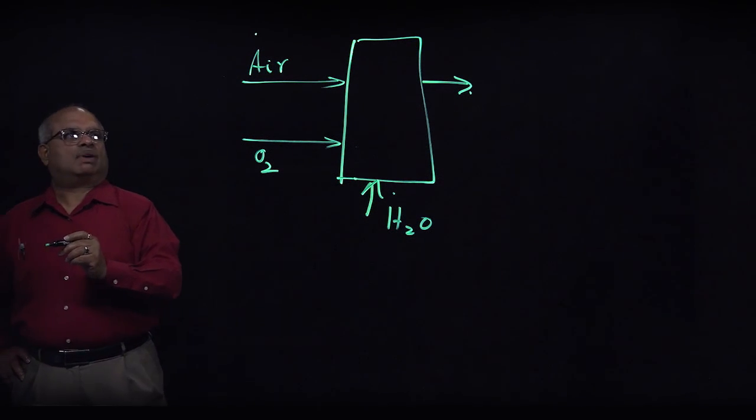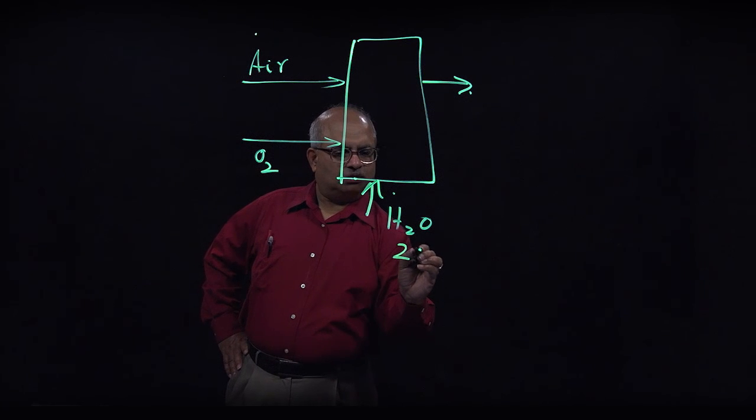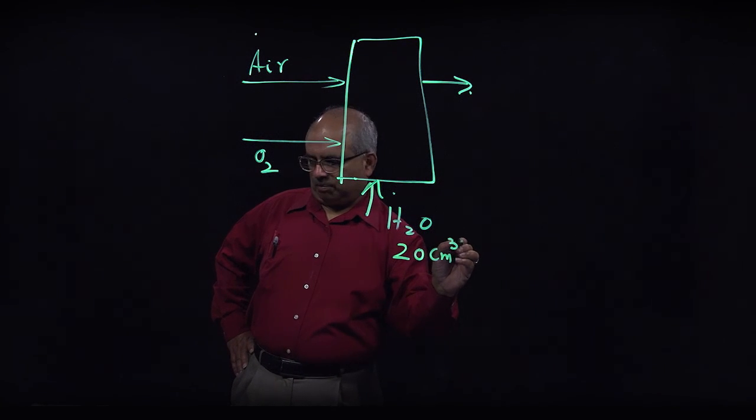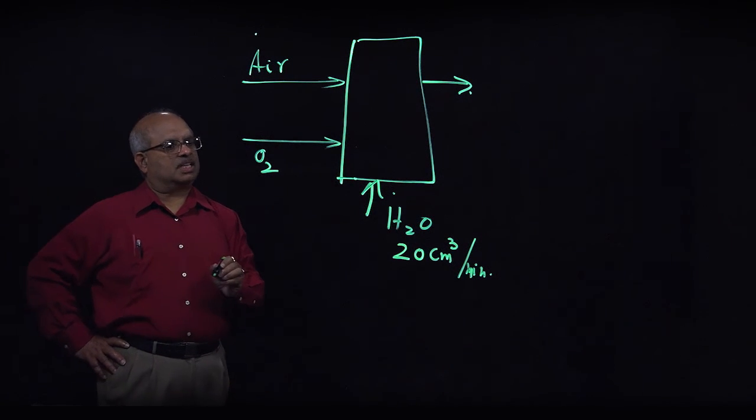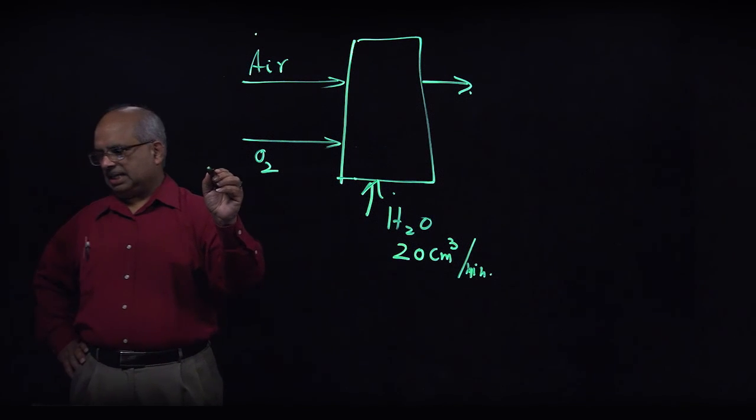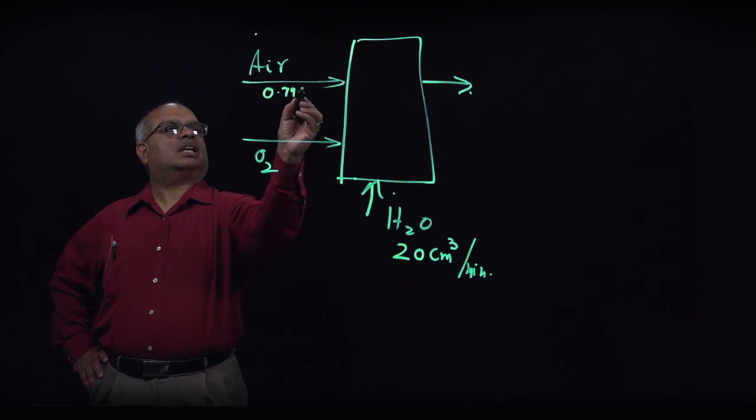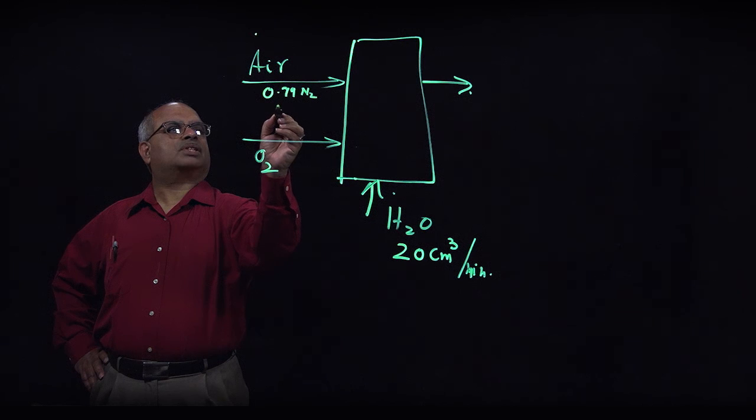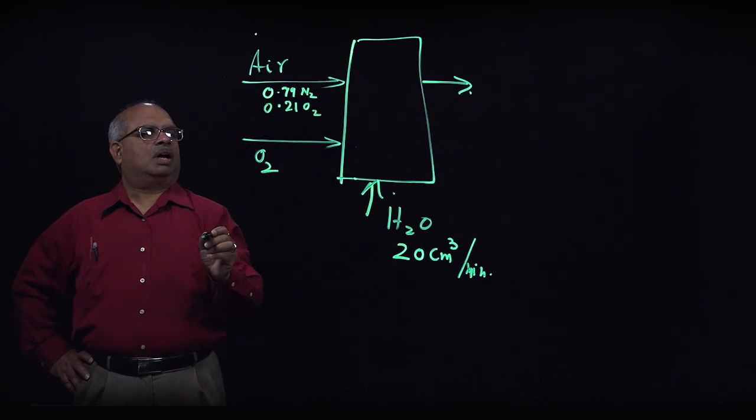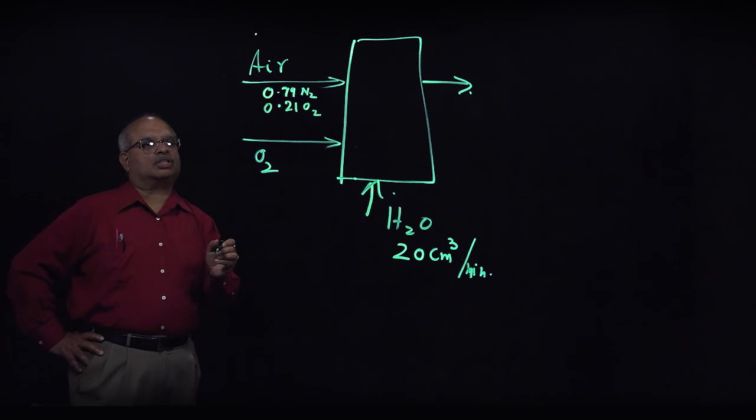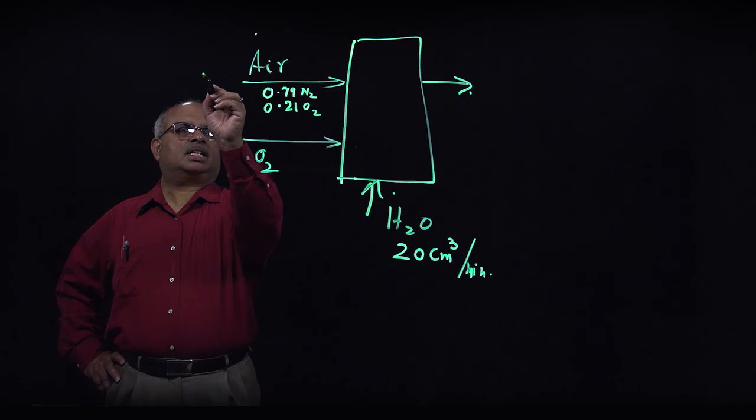What is given to us is that liquid water is fed at 20 centimeter cube per minute. We're also given that air is coming in, and air obviously consists of 79% nitrogen and 21% oxygen. It is also said that pure oxygen, which is this stream, is fed at a rate of 1/5 of this air. So let's start labeling this.